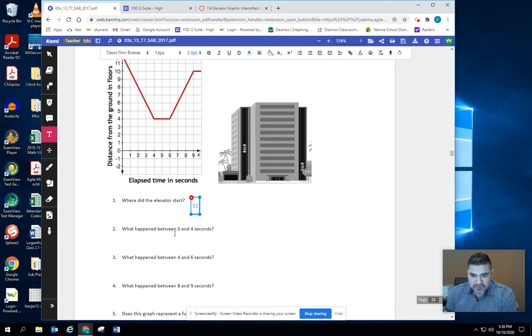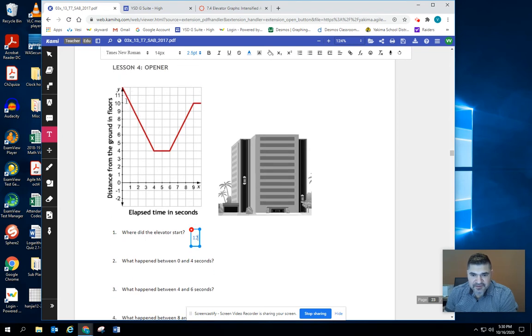Number 2, what happened between 0 and 4 seconds? So here's 0 and 4 seconds. What did the graph do? Well, I'm going to follow our function here. Here's that 0 seconds, and this is what it's doing all the way till 4 seconds. So what did our elevator do? It looks like our elevator is going down. Okay, it's decreasing in floors. So what happened between 0 and 4 seconds? The elevator went down.